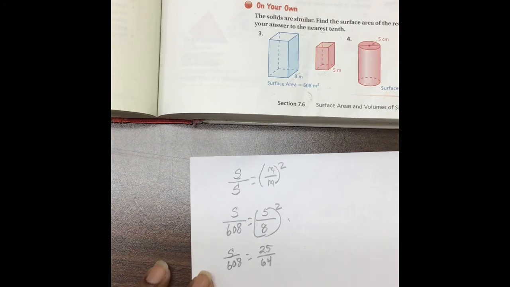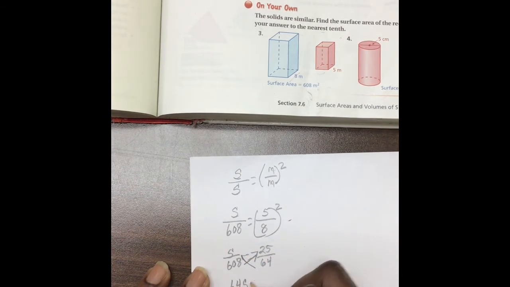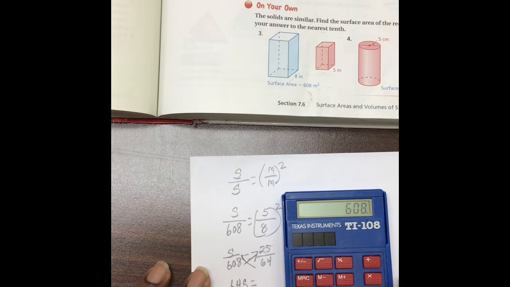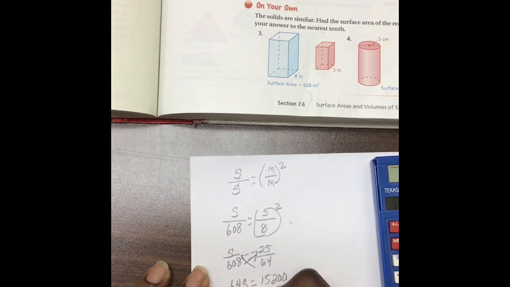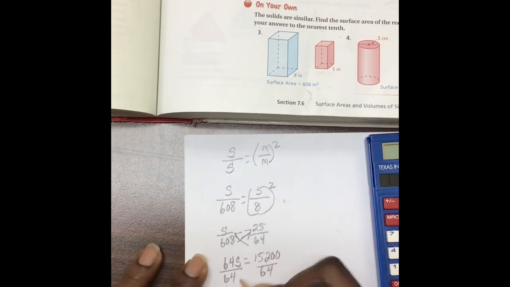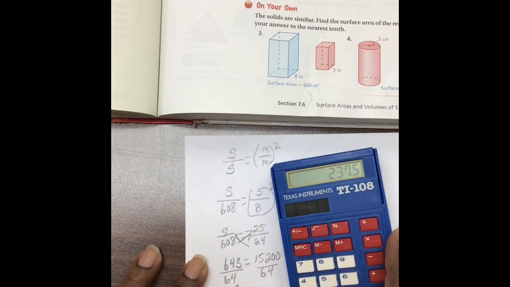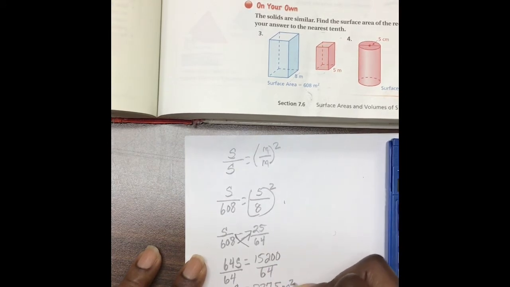With that in mind, we can cross multiply so that we have 64S is equal to 608 times 25, which is 15,200. Divide both sides by 64, and S is equal to 237.5 meters squared. Okay, that's the first one.